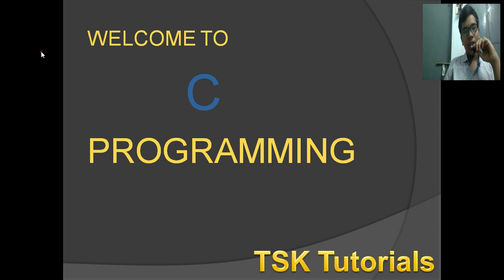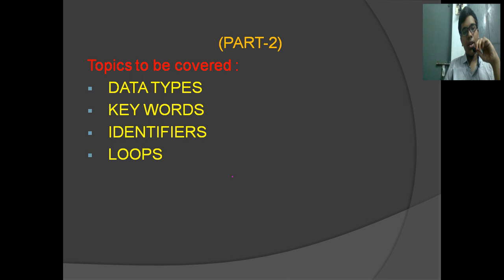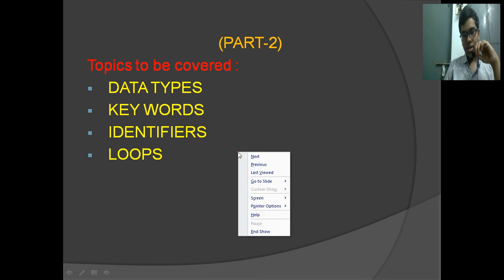In the before session, we have discussed about what's a program, why programming language is necessary, history of C language, what is syntax error, variables, constants, and operations in C language. In this session, we are going to cover about data types, keywords, identifiers, and the loops in C program. Now let's get into our session.